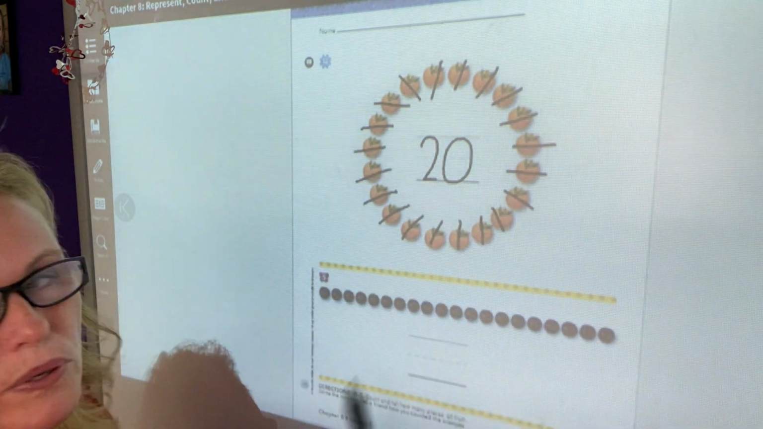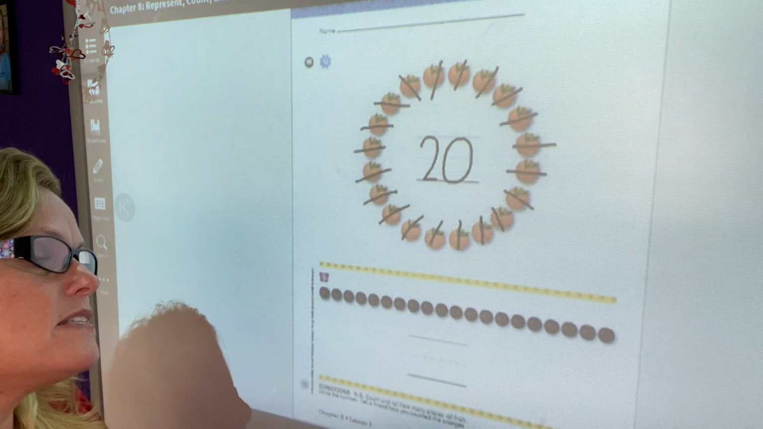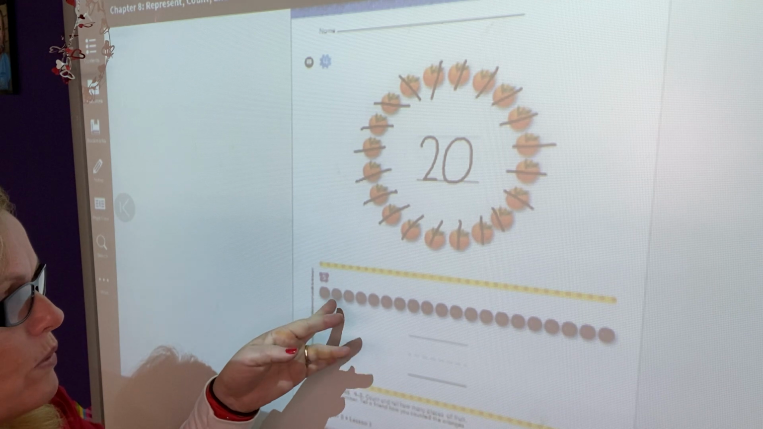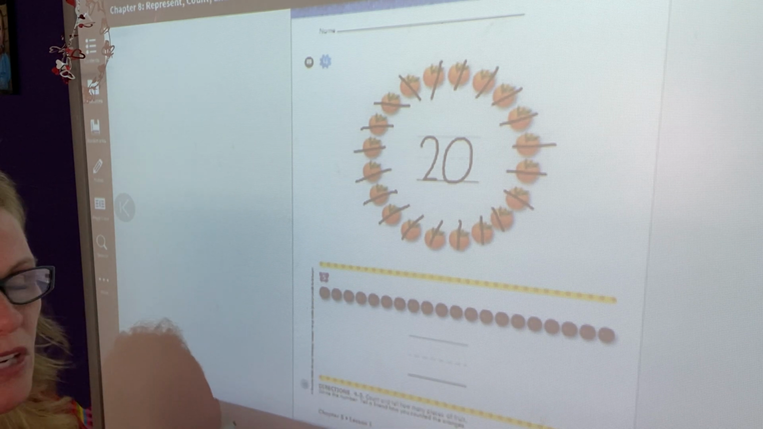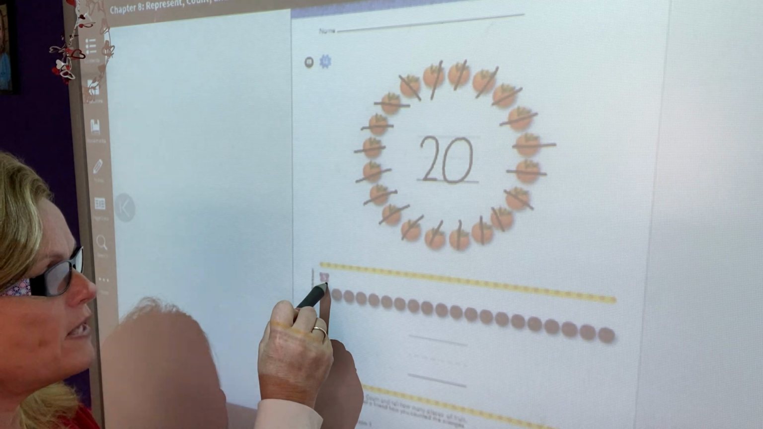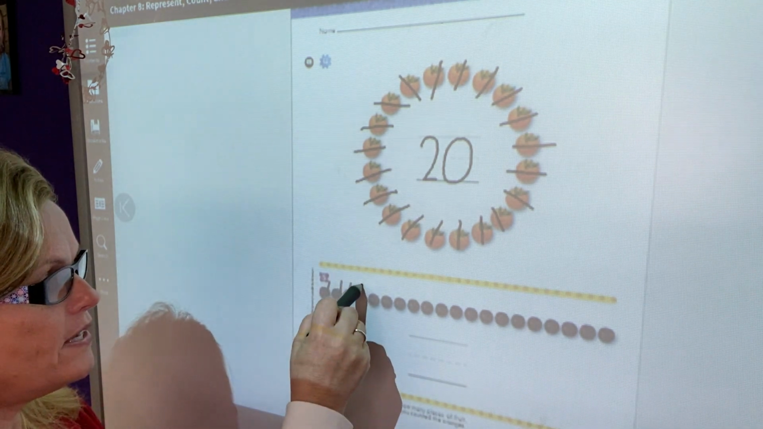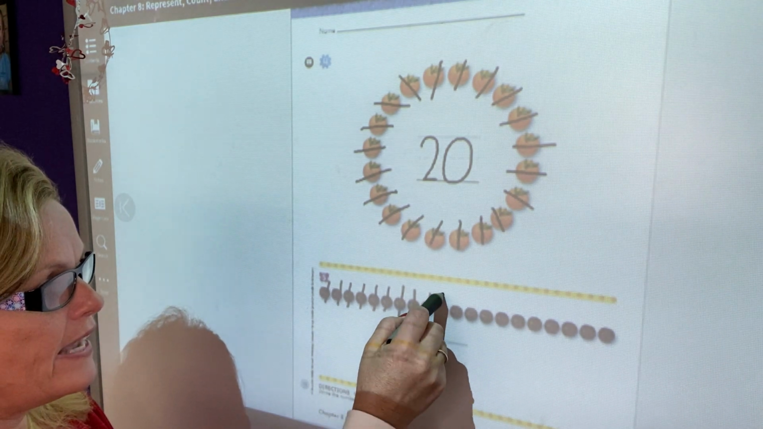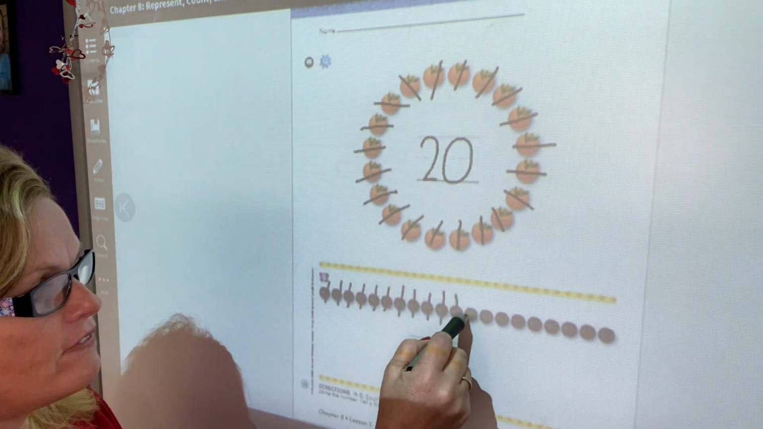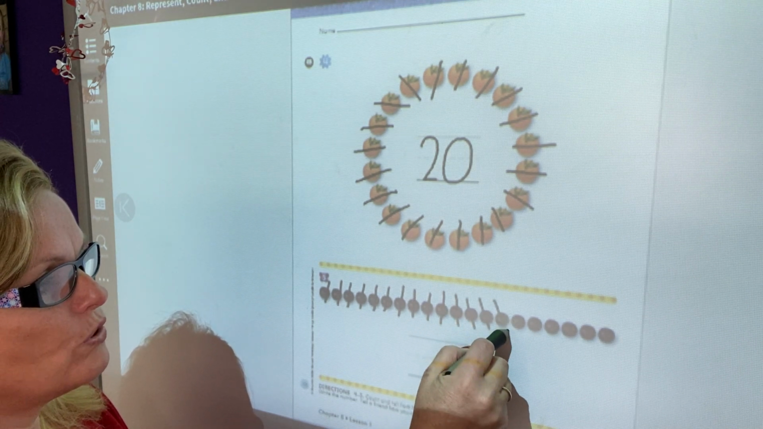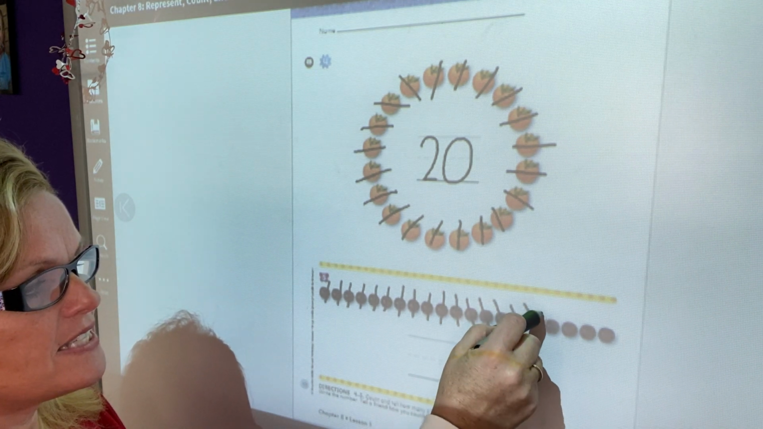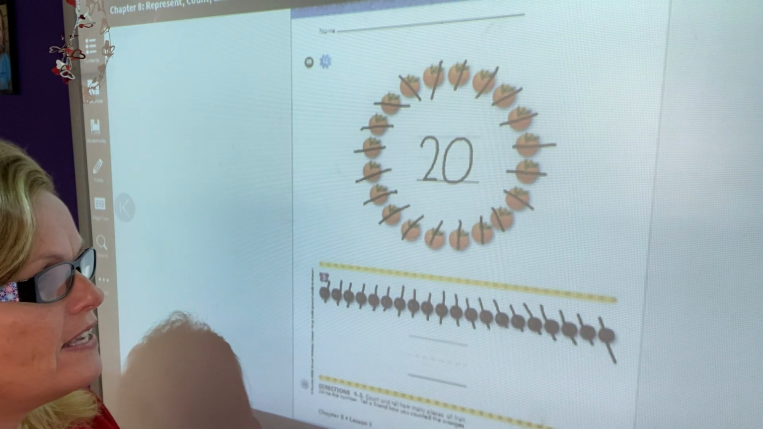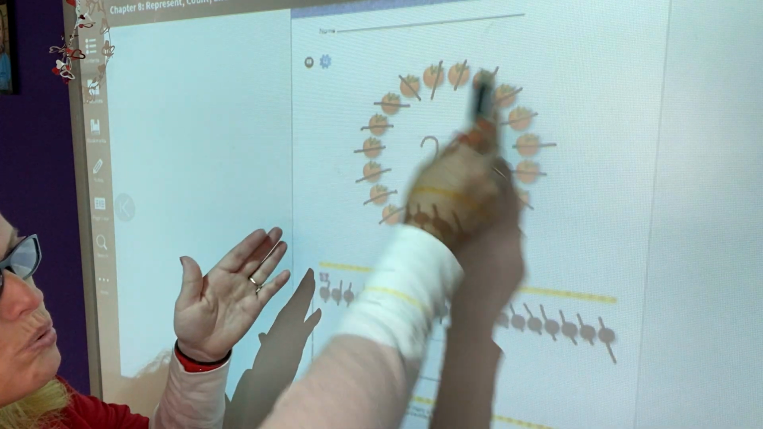Now, this is a really long line, and although it's in an organized fashion, we're still going to draw lines because sometimes we might forget which one we touched or which one we counted. So we're going to touch 1 to 1, and we're going to draw a line as we count. 1, 2, 3, 4, 5, 6, 7, 8, 9, 10, 11, 12, 13, 14, 15, 16, 17, 18, 19, 20. So 20 here and 20 here.